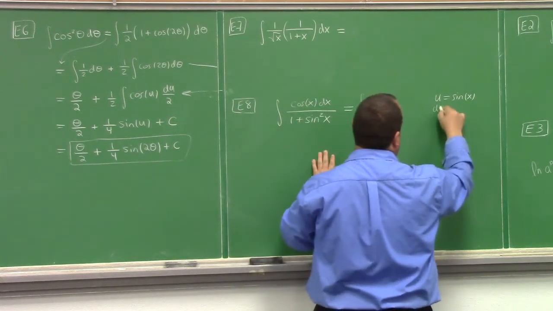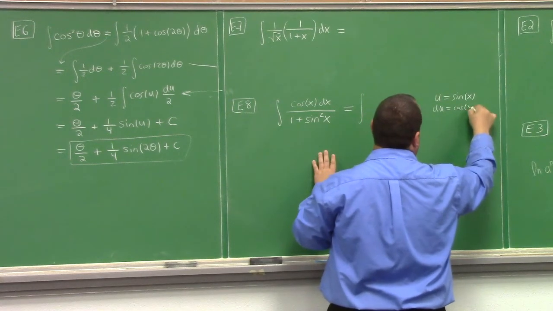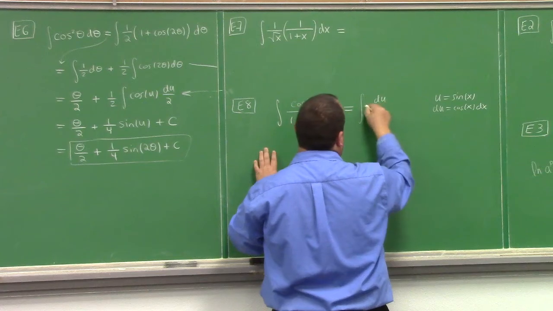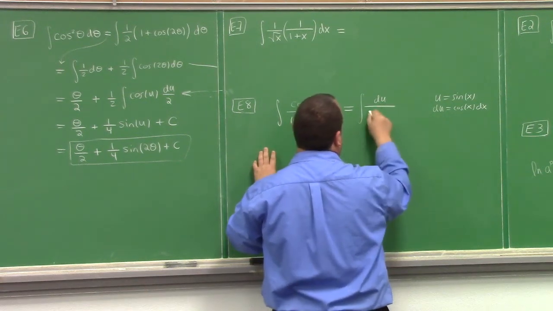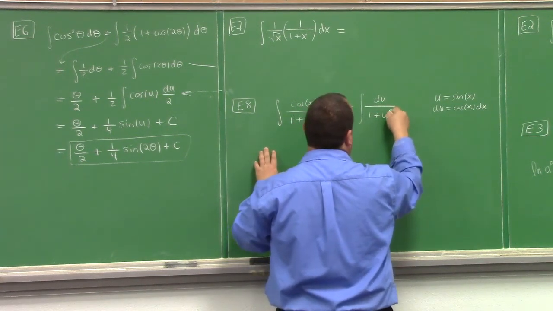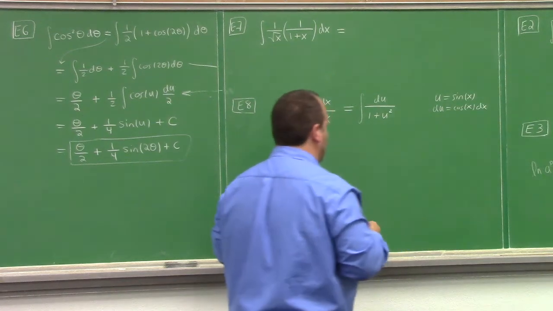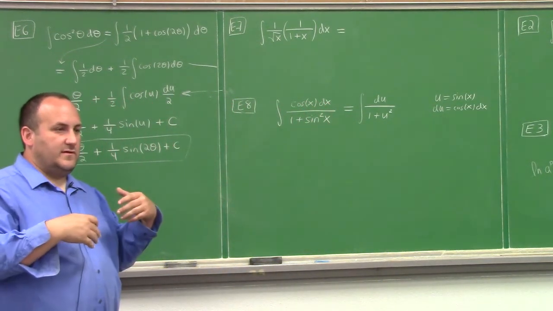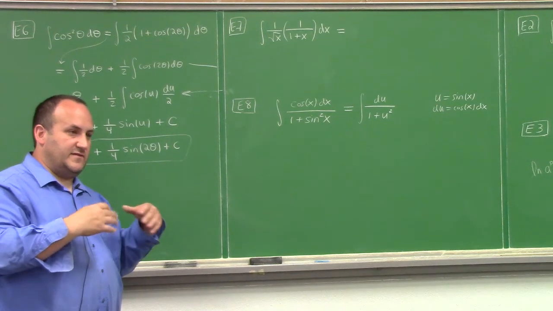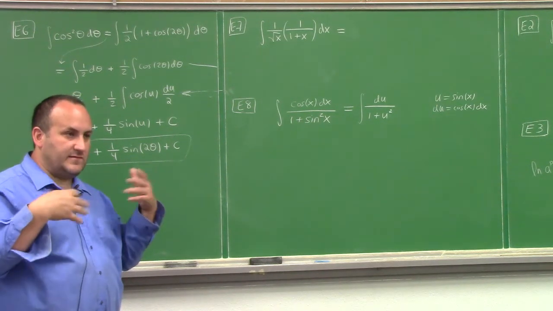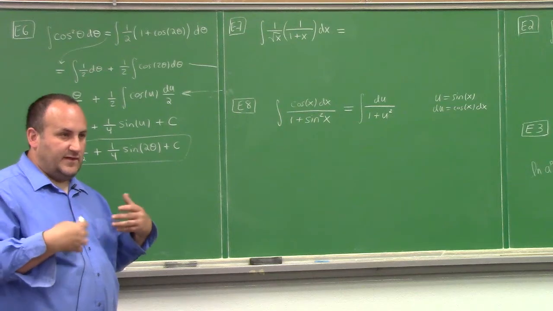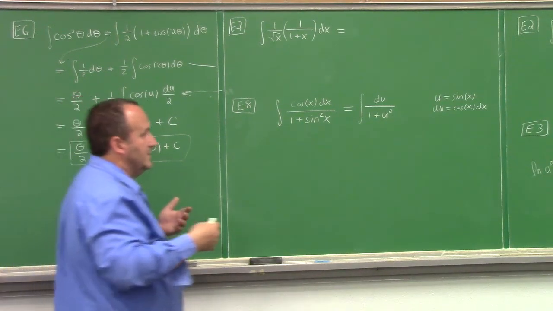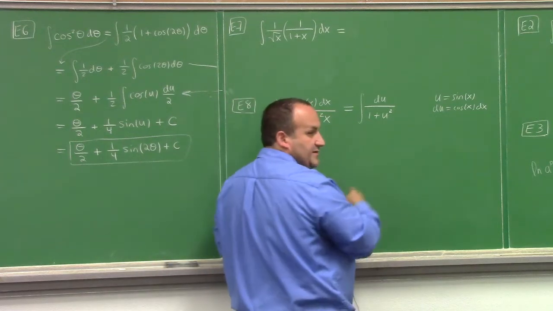So this is du, and that is 1 plus u squared. So anytime you see something like 1 over something plus a square, you should be thinking about arctangent as your target integral. See, because the integral of this is inverse tangent of u.